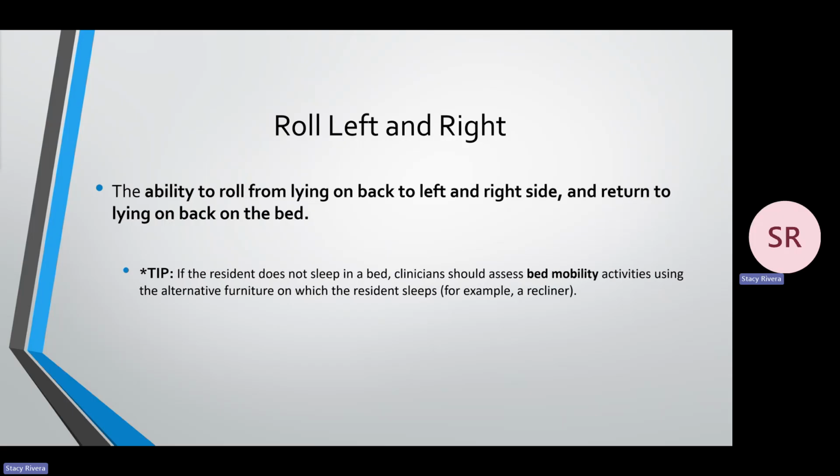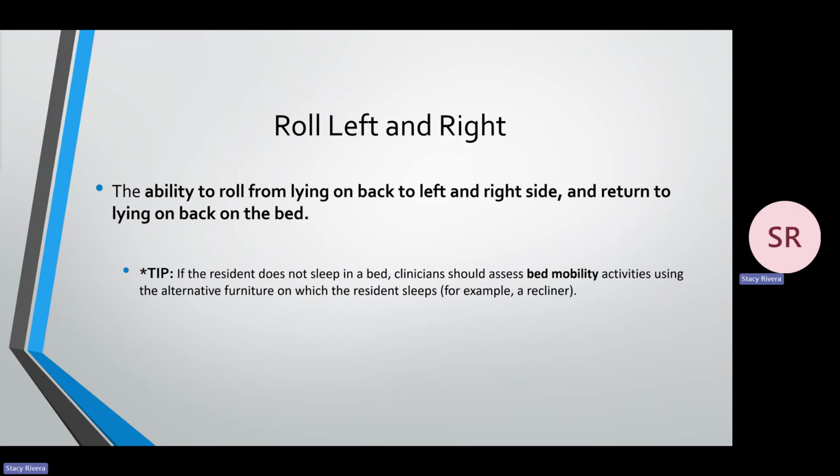Roll left and right. The ability to roll from lying on back to left and right side and return back to lying on the back of the bed. If the resident does not sleep in a bed, clinicians should assess bed mobility activities using alternative furniture on which the resident sleeps. For example, some of our folks say that they don't sleep in a bed at home, they sleep in a recliner, right?